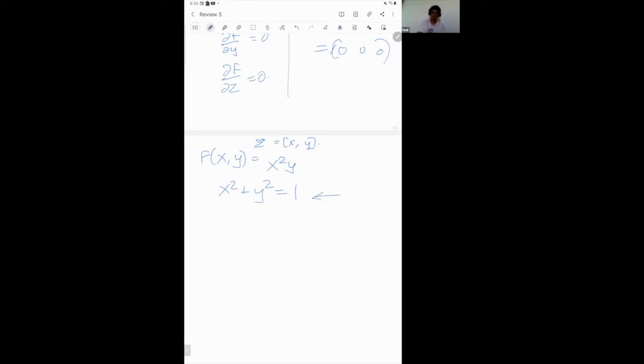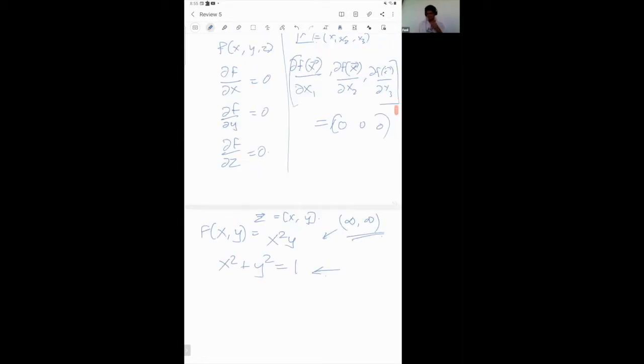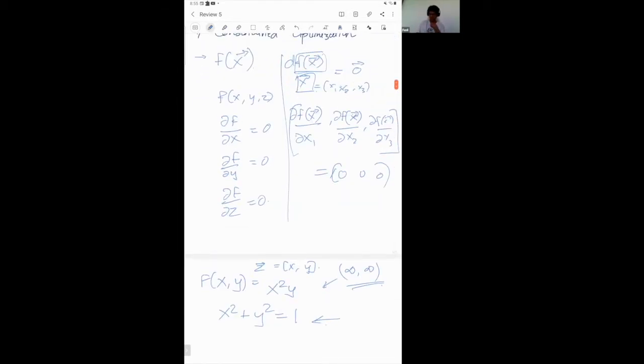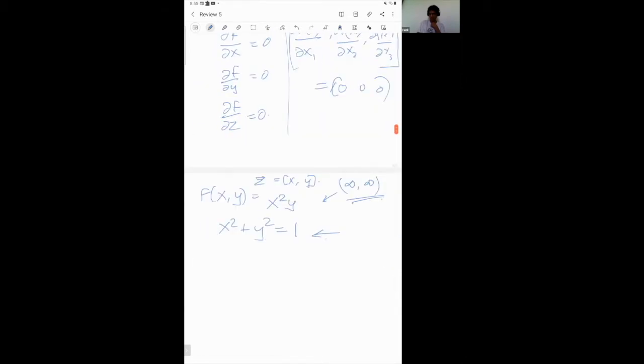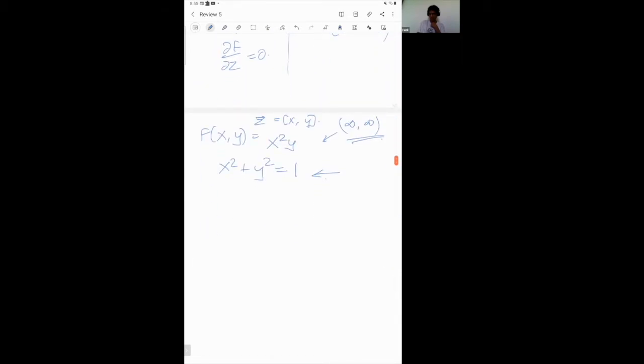Otherwise, if I optimize it, then the maximum would just directly go to infinity. Like x goes to infinity and y goes to infinity. But now I can't choose that setting because infinity square plus infinity square won't give me one. So yeah, the main technique to do this is to add a Lagrange multiplier.